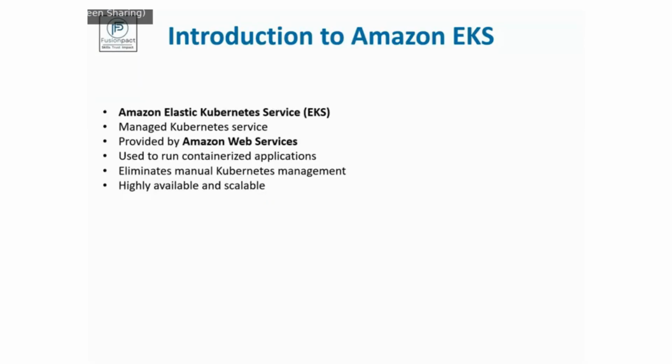Today I'm going to discuss AWS EKS, Amazon Elastic Kubernetes Service. It is provided by AWS. EKS is a managed Kubernetes service provided by AWS. It helps us to run containerized applications without managing Kubernetes manually. It is highly available and scalable.